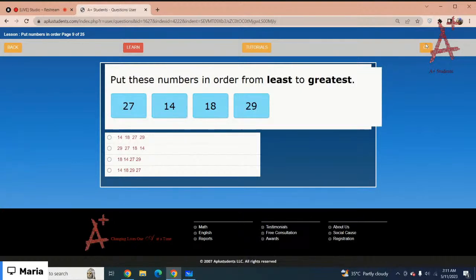Okay, put these numbers in order from least to greatest. So which is the correct option? It would be 27, 14, 18, and 29. So which is the correct option? Which is the least one? The least one would be 14. Then you have 18, then 27 and 29. It would be 14, 18, 27, and 29. That would be option number 1, the correct option.